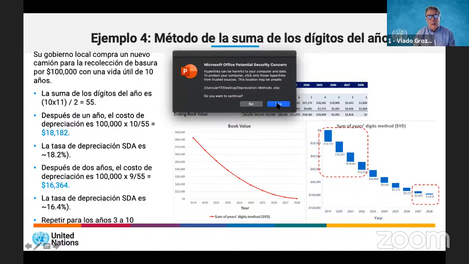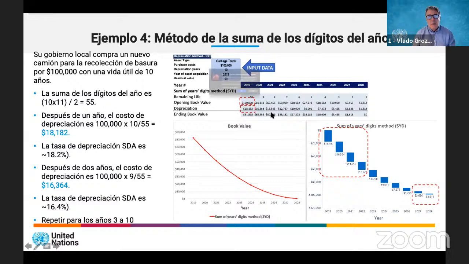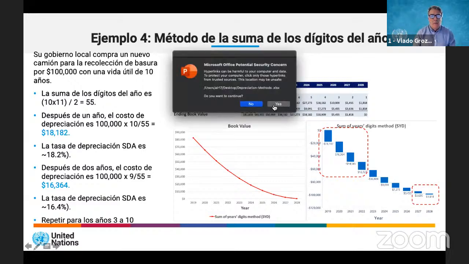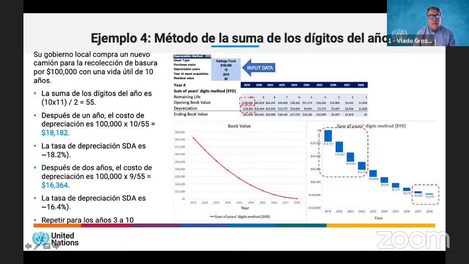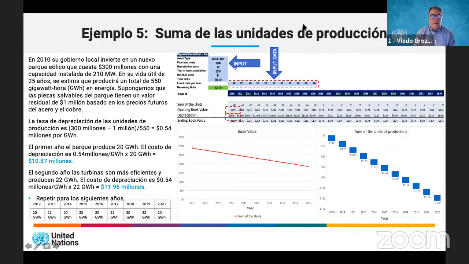The next slide is showing how we're going to calculate another method, the fifth one, sum of the units of production. This is explained by this example. For example, if the government in 2010 invested in a new wind farm, which cost about $300 million, with an installed capacity of about 210 megawatts, and estimated to produce a total of 550 gigawatts per hour over an estimated life of 20 to 25 years, which method are we going to use?